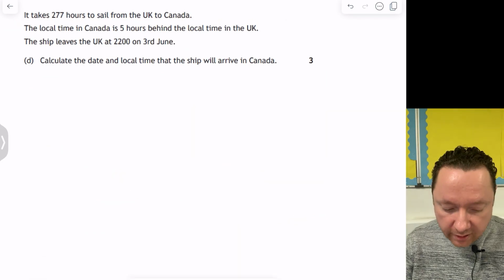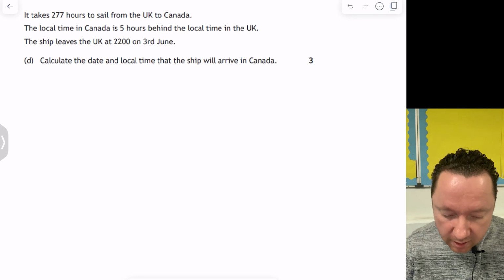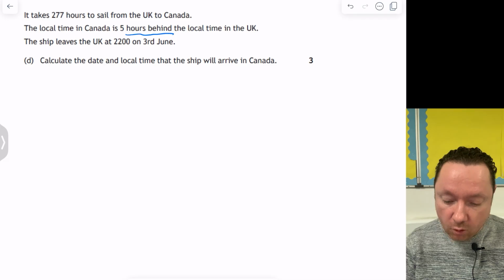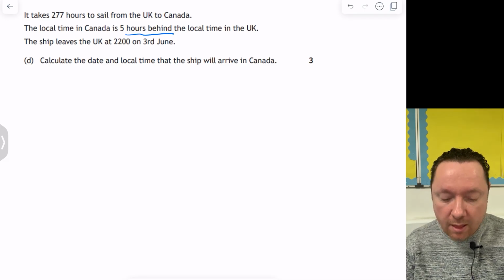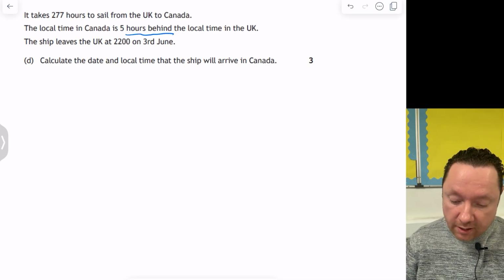2018 Paper 2 Question 9 continues, Part D. It takes 277 hours to sail from the UK to Canada, so this is a time zone question. The local time in Canada is 5 hours behind the local time in the UK. The ship leaves the UK at 2200 on the 3rd of June. Calculate the date and local time the ship will arrive in Canada.